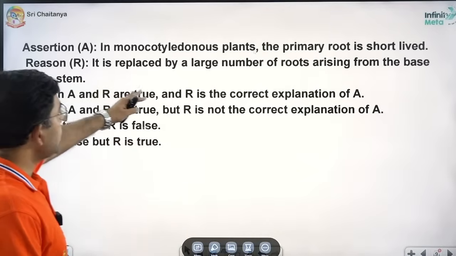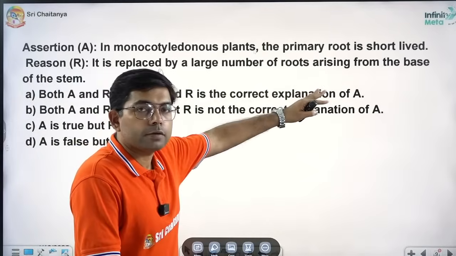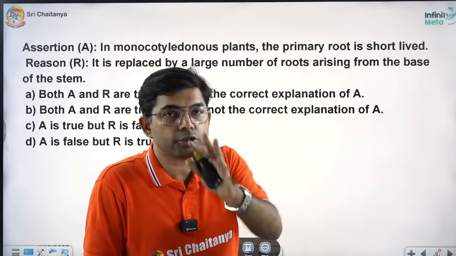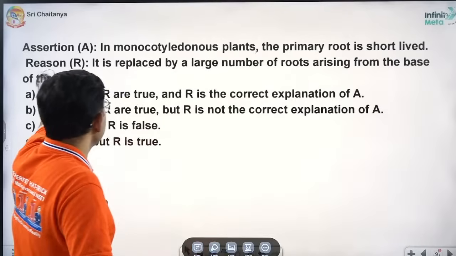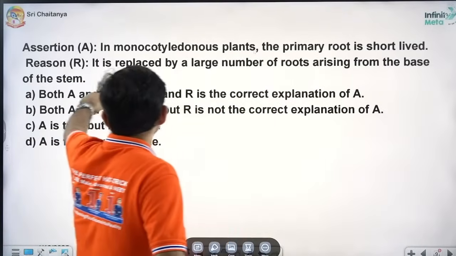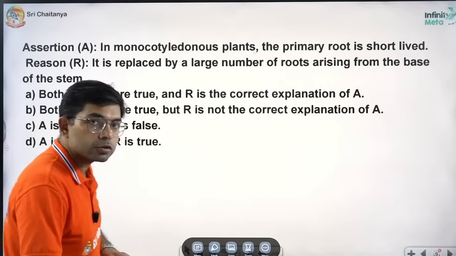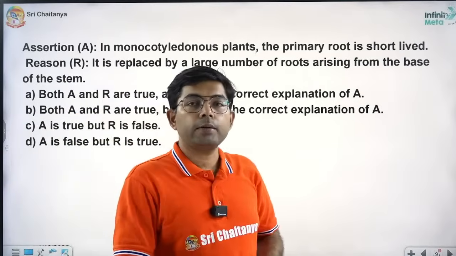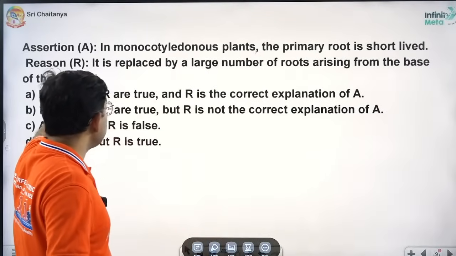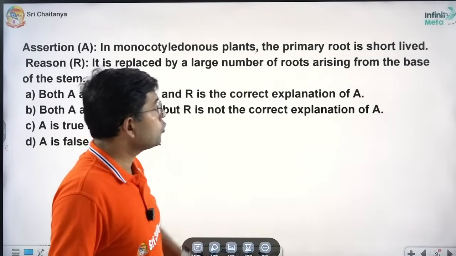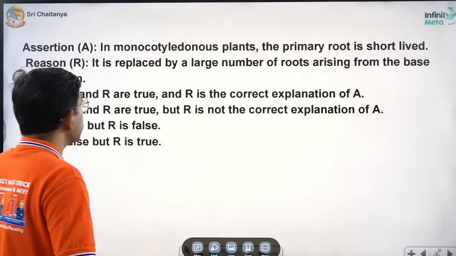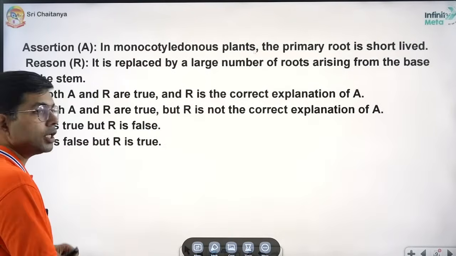In monocot plants, the primary root is short-lived. Monocot plants have fibrous roots, so the primary root is short-lived. Correct statement. It is replaced by a large number of roots arising from the base of the stem. This is also correct, right? So the primary root is short-lived and replacing it are a number of roots arising from the base. So assertion and reason are both correct. But is the explanation correct?